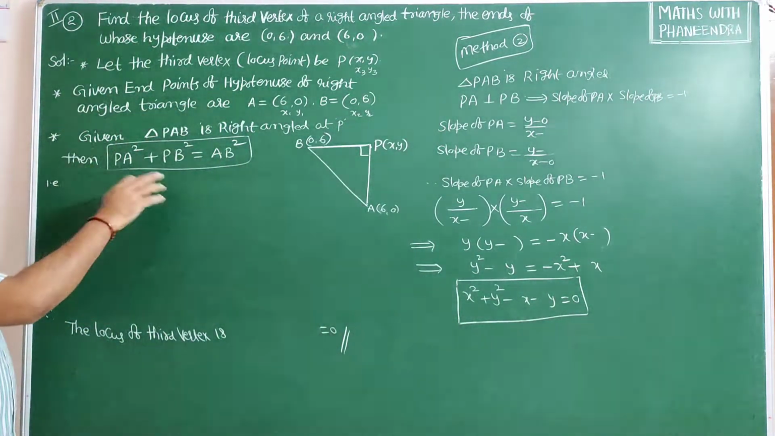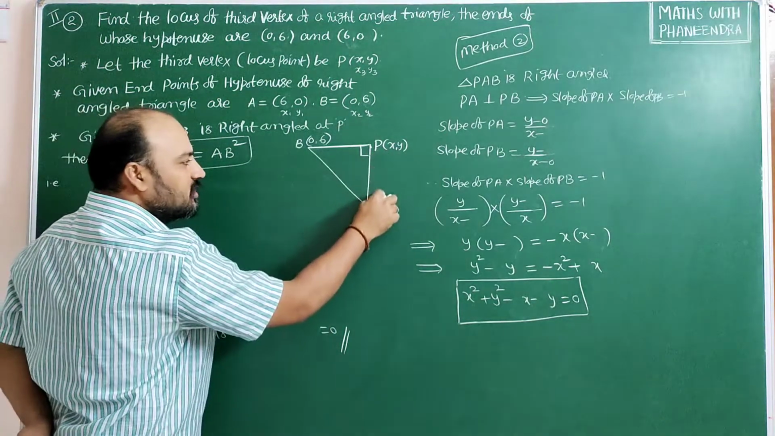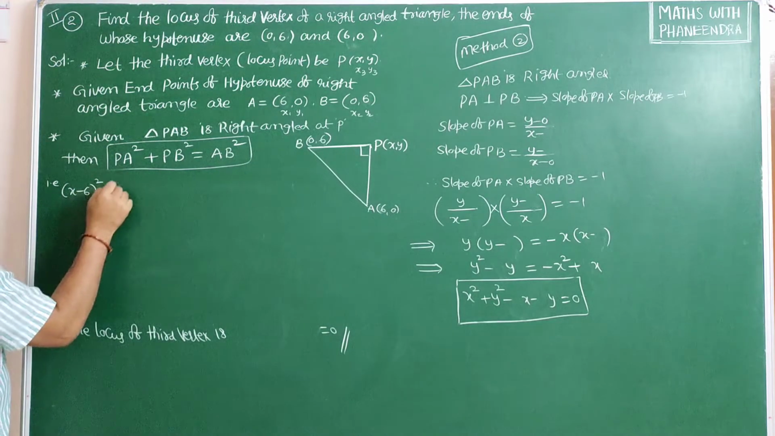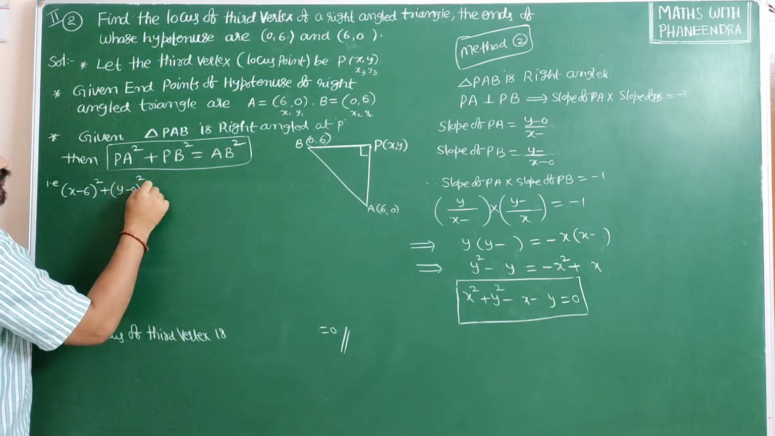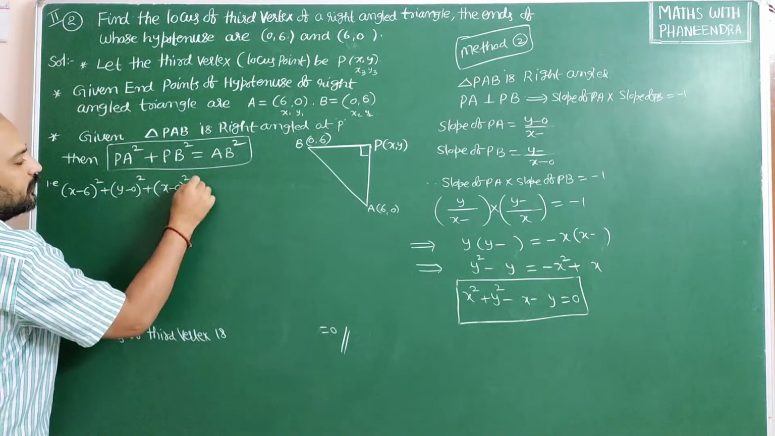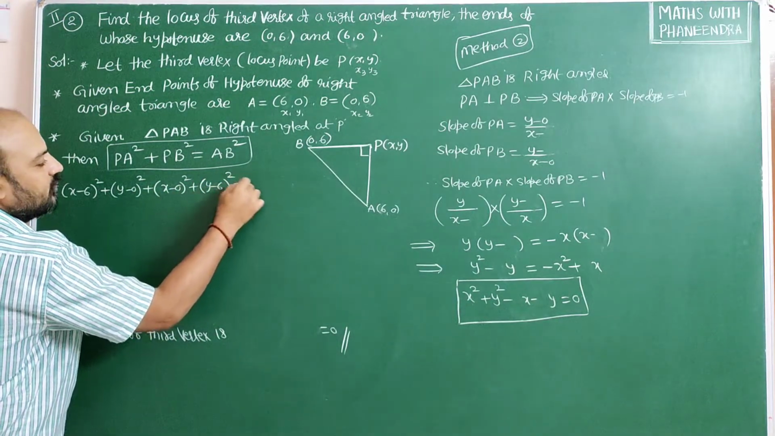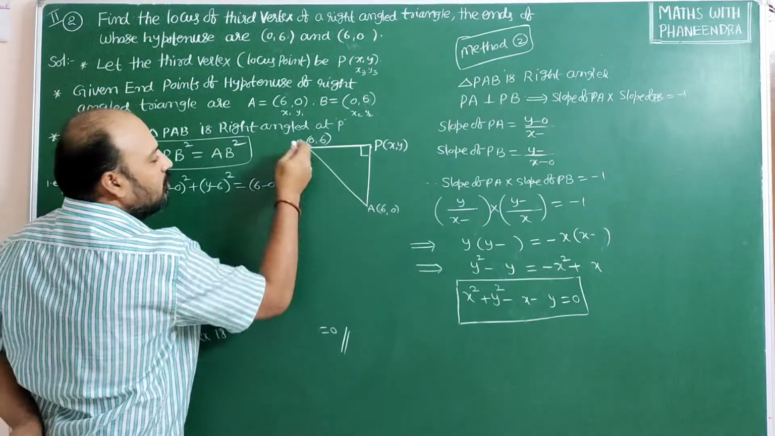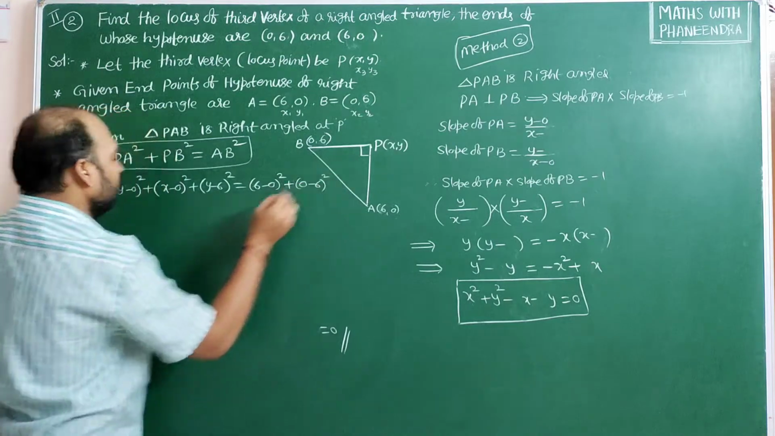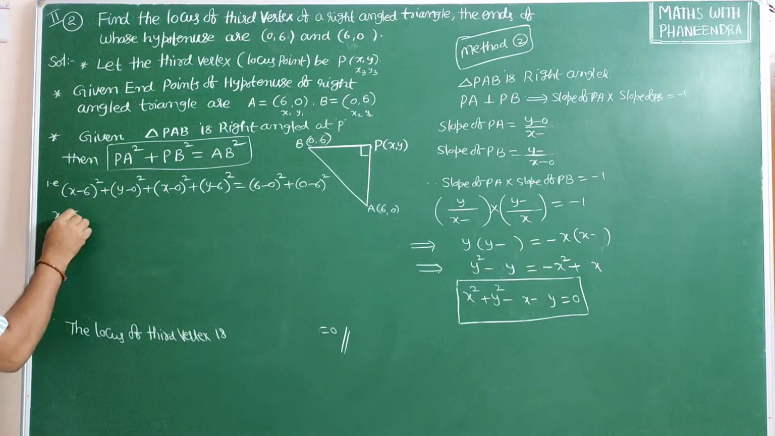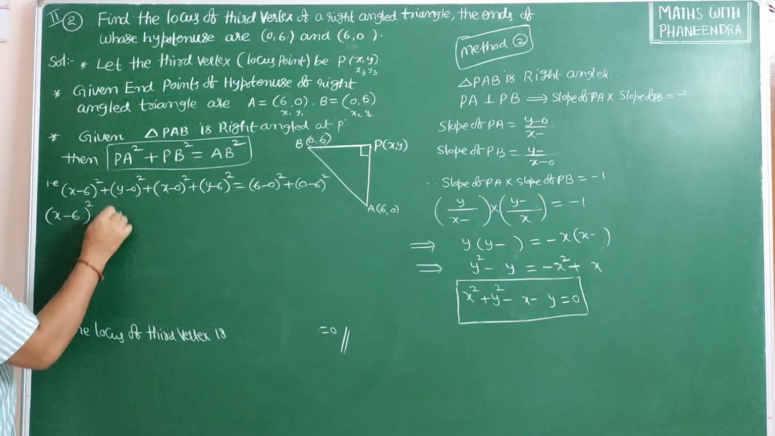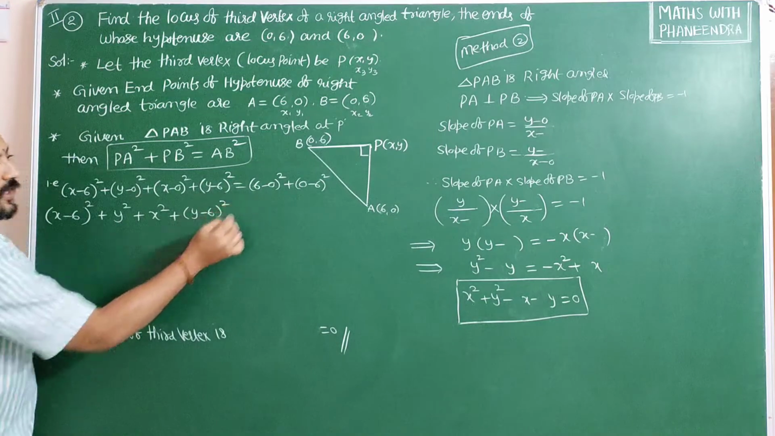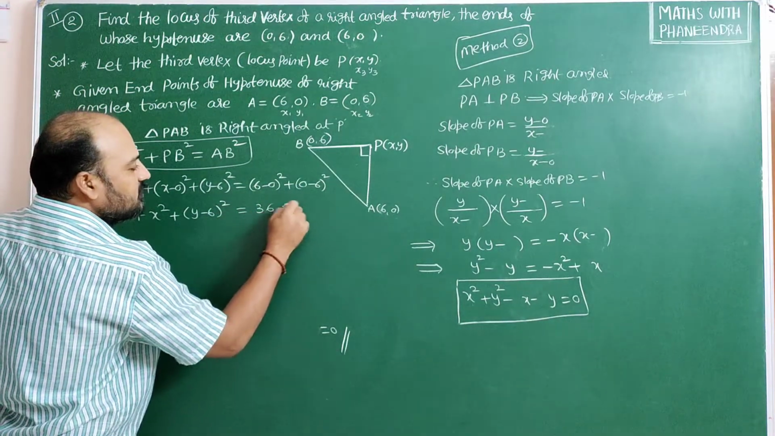After that, right angle triangle, PA square plus PB square equal to AB square. So PA square, distance between these two, x minus 6 whole square plus y minus 0 whole square. Next, x minus 0 whole square plus y minus 6 whole square is equal to AB square, 6 minus 0 whole square plus 0 minus 6 whole square. So x minus 6 whole square plus y square plus x square plus y minus 6 whole square is equal to 36 plus 36.